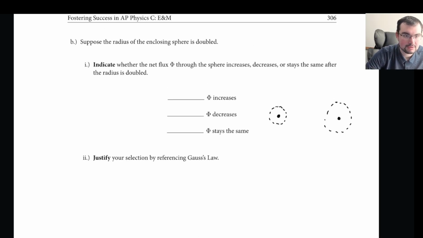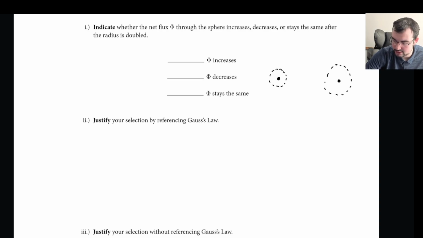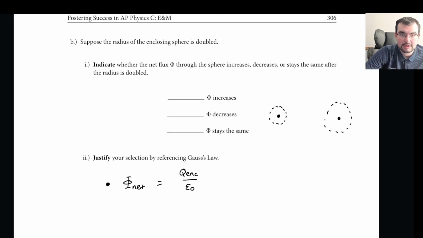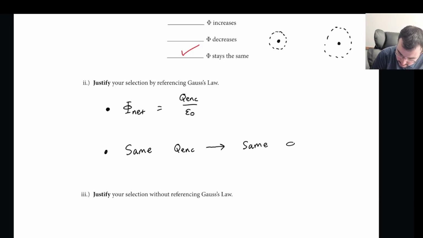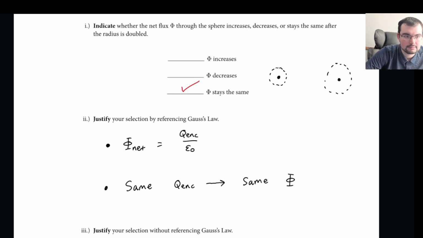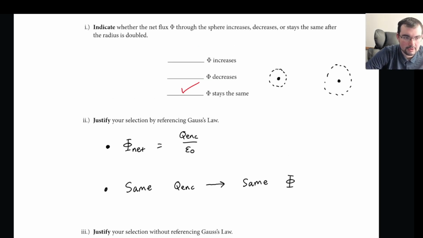And if we look at what Gauss's law states, because that's what our first justification should involve, Gauss's law states that the net flux is equal to the enclosed charge divided by epsilon naught. So if the only thing I'm doing is doubling the radius of the enclosing sphere, phi has to stay the same. Because by Gauss's law, if we have the same Q enclosed, that means we have the same flux. Flux through a surface only depends on the enclosed charge. So we can stop there.